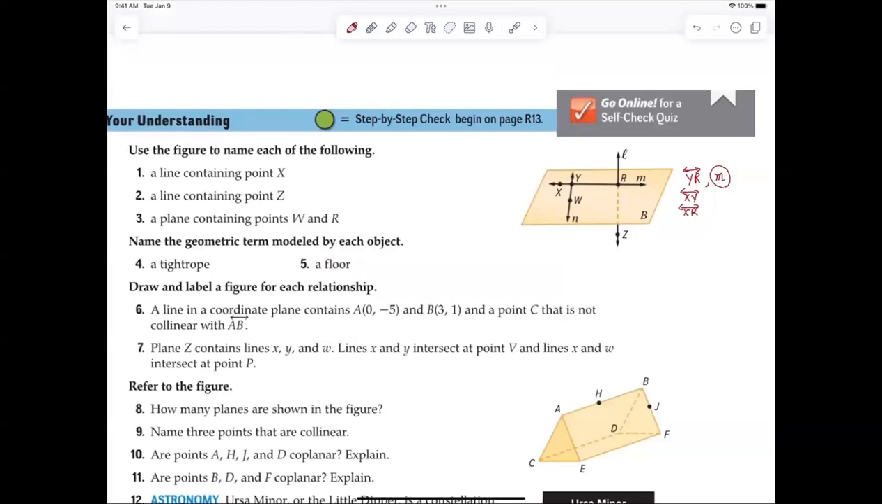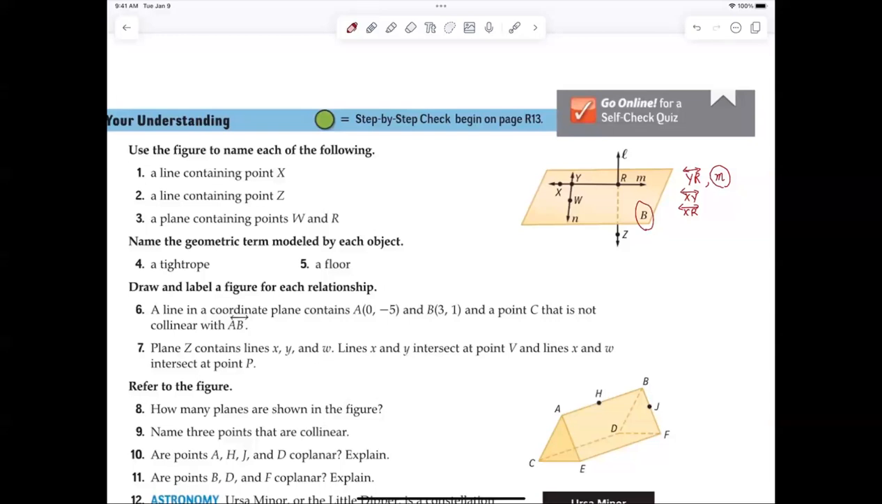So again, I understand the problem. Some of you are better at visual things. Now, a plane containing points W and R. Believe it or not, it's capital italicized B. I'm not sure how you're supposed to do that. Generally, instead of writing italicized, you must write 3 non-collinear points to describe a plane.